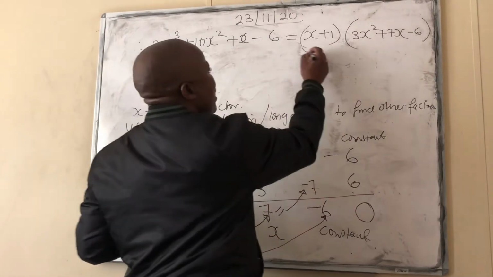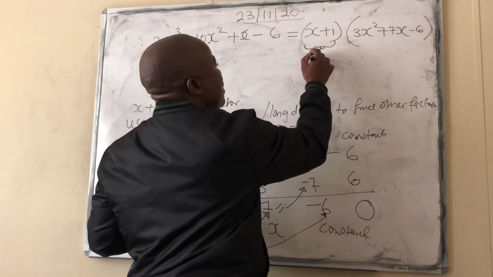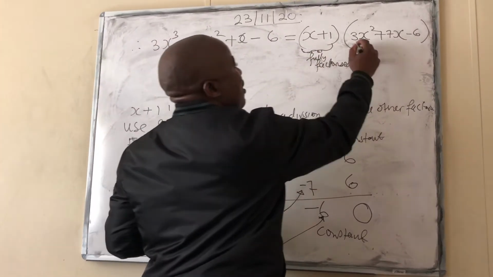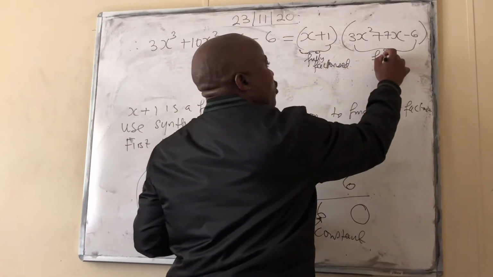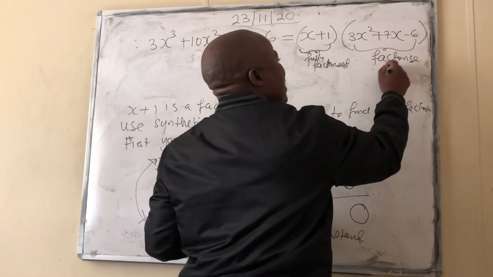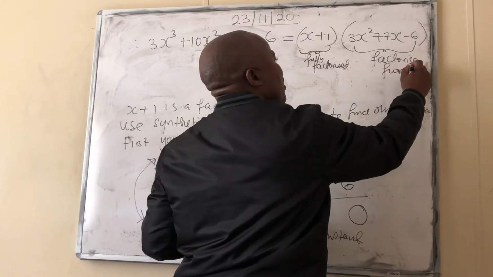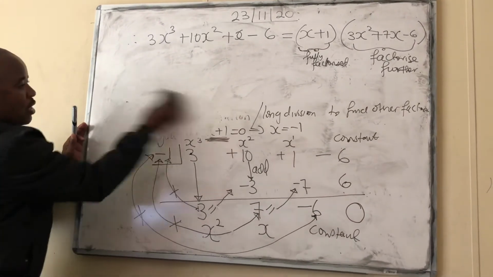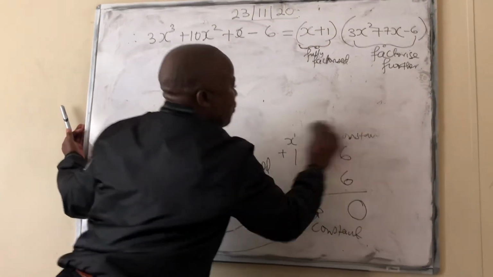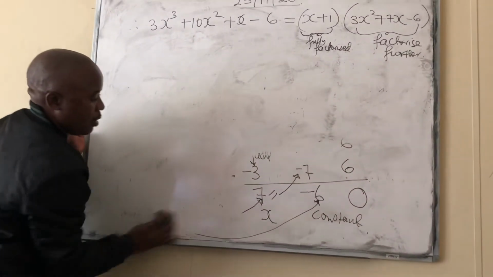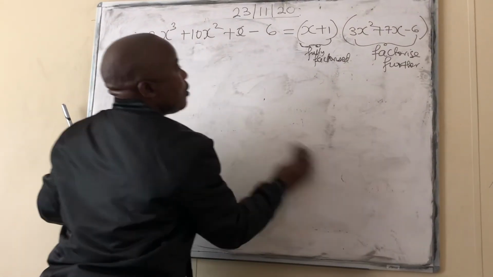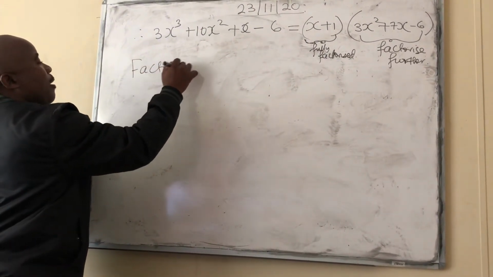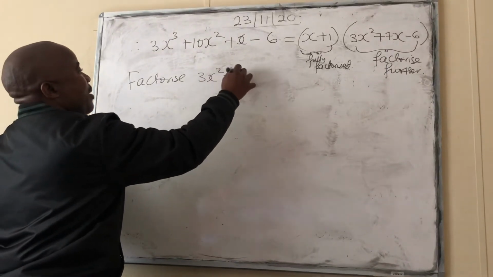You look at this one, it is fully factorized, you can't do anything. And then you look at this one, you have to factorize further. So let's do the factorization. So how do you factorize 3x squared plus 7x minus 6?